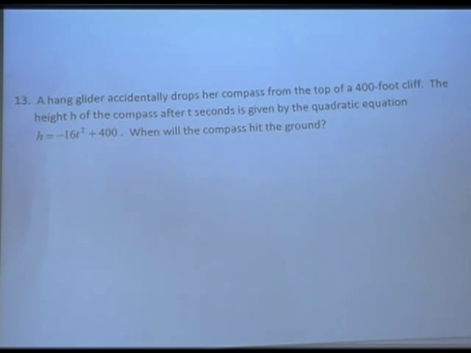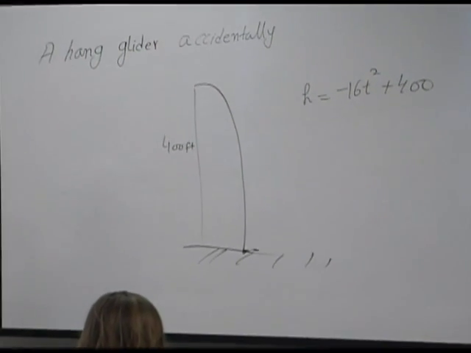All right, so what is given to you? A hang glider accidentally drops her compass from the top of a 400-foot cliff. So let's say this is the 400-foot cliff. The height is given by the quadratic equation negative 16t squared plus 400. Here's the compass, let's say. When will it hit the ground?